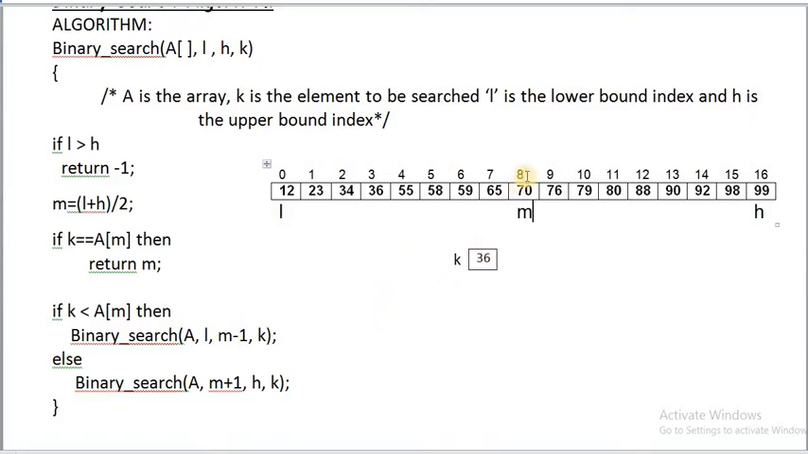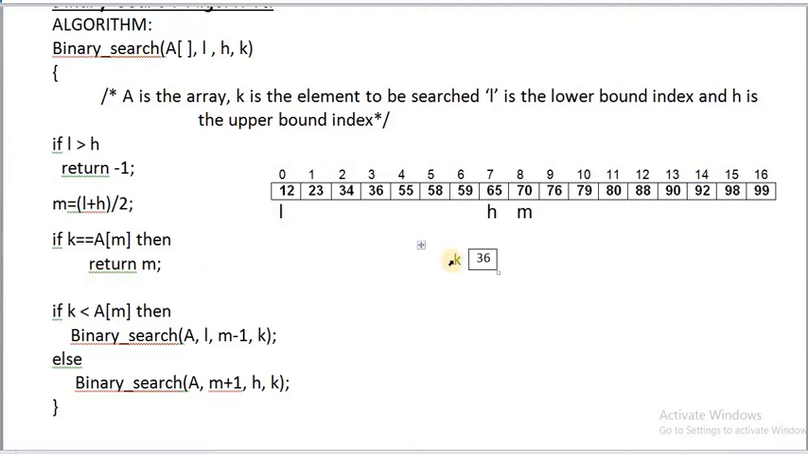Because K is less than 70, 36 is less than 70, our searching element is definitely on the left side. H is this time M minus 1, so our search continues from 0 to 7 only. M minus 1 is passed to H and the K value is passed as it is to K. Again the function is executed from the beginning.